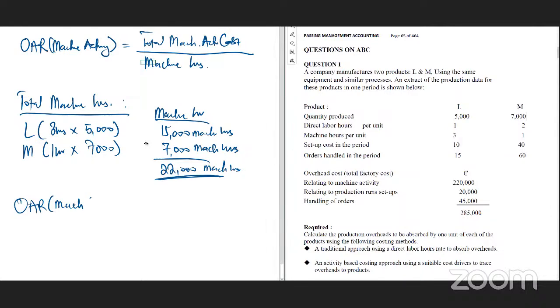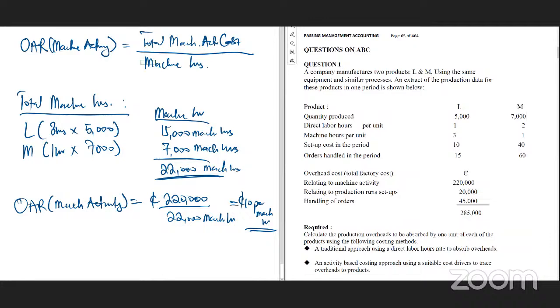We have the total machine activity cost to be 220,000, right? So we divide it by the 22,000 machine hours that we have, right? And that gives us what? 10 cedis per machine hour. Is it correct? Please, can you recap on the total machine hours, how we arrived at the 22,000 machine hours?